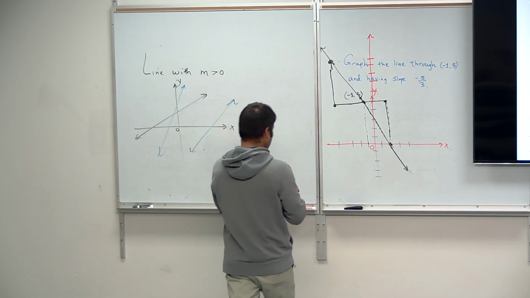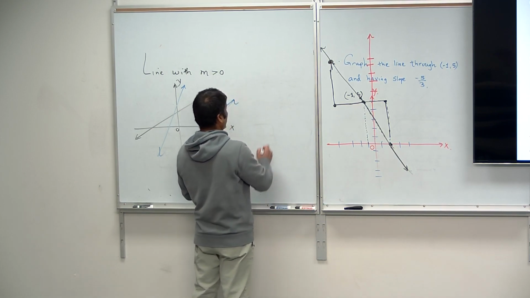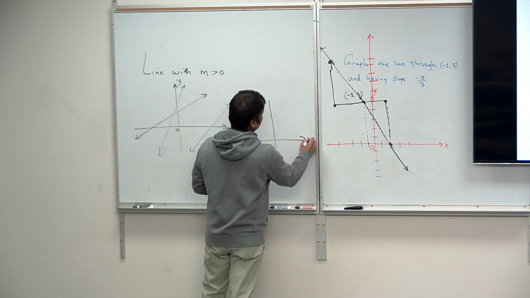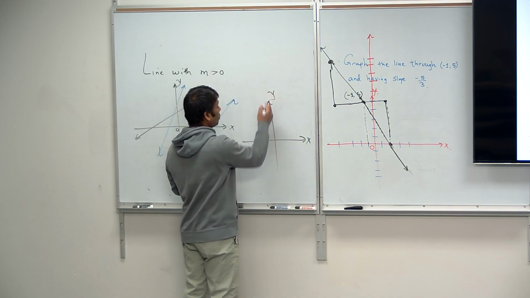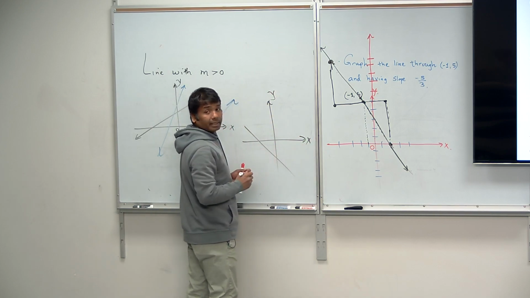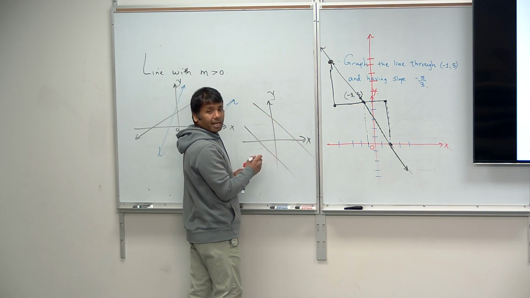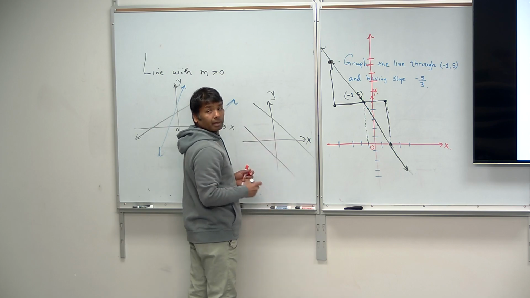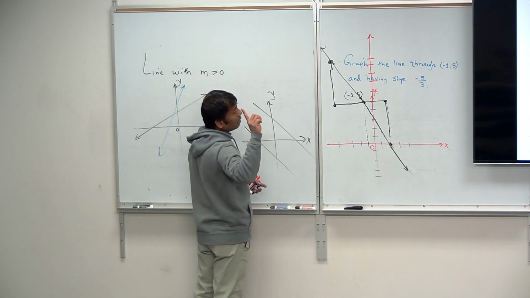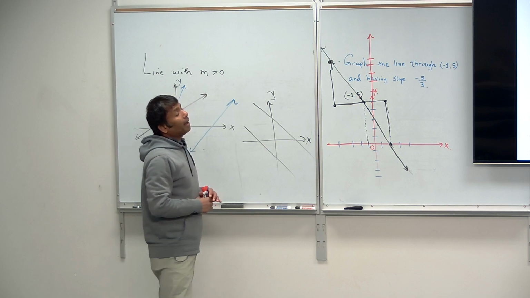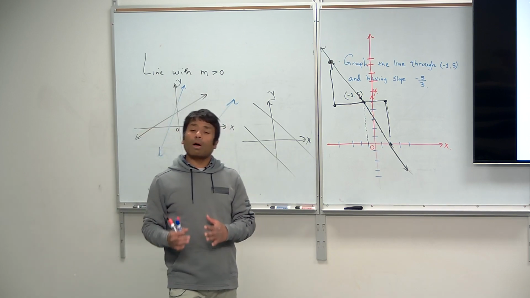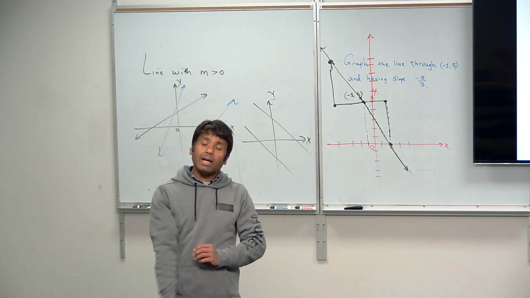So it'll be something like this. Look here. This is your x-axis. This is your y-axis. It might be something like this. It might be something like this. That makes sense? It's decreasing. Right? Now the next is a line with a zero slope, which is the horizontal line.